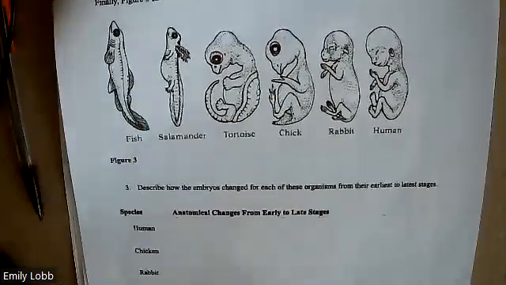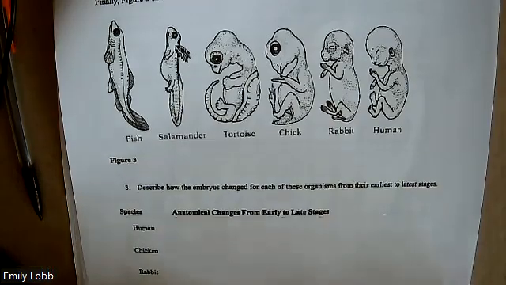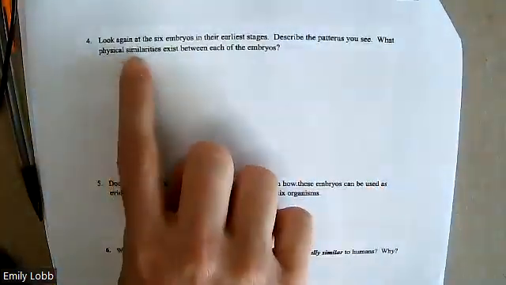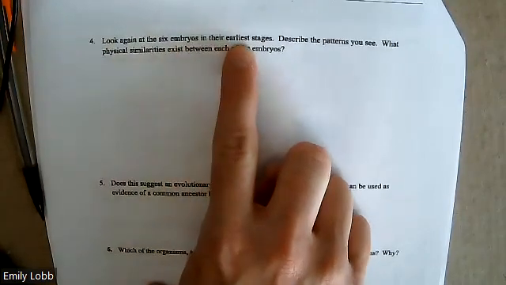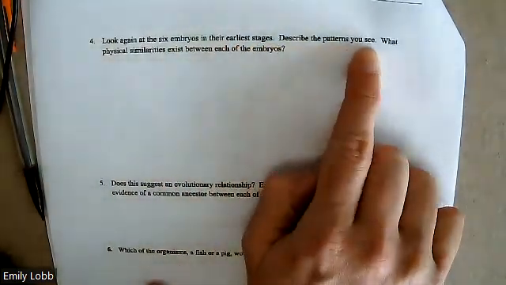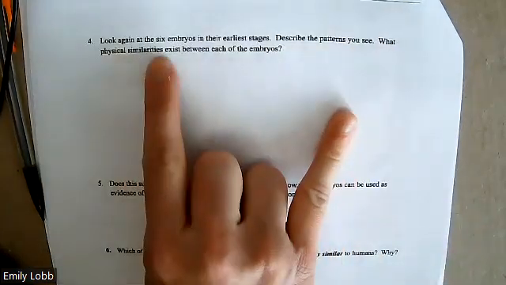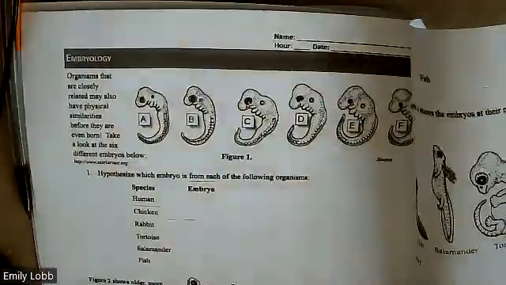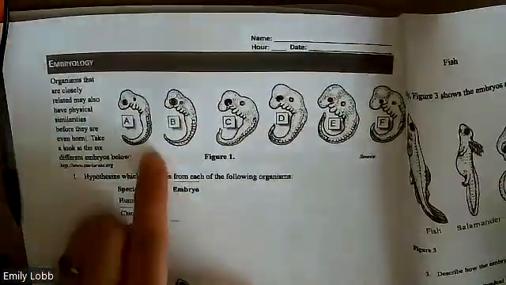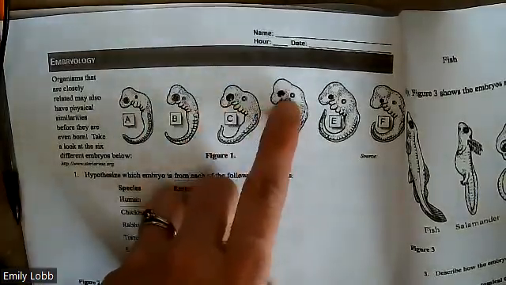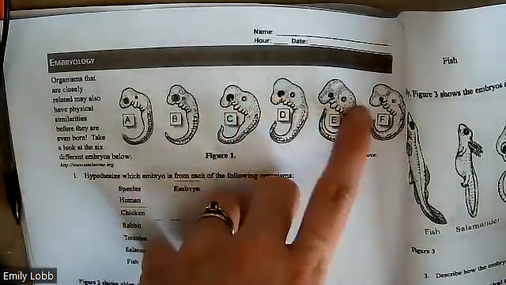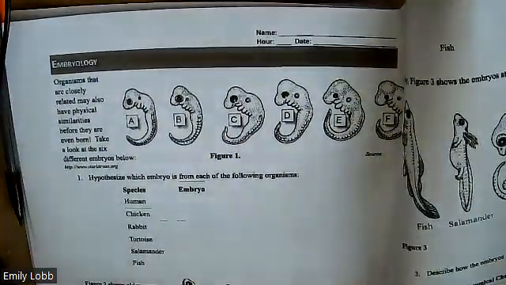So hopefully we have some ideas of how it changed, right? And then we're going to answer some questions. Look again at the 6 embryos in their earliest stages. Describe any patterns you see. What physical similarities exist between each of the embryos? Okay, they all have something that looks like an eye. They all have this little dot here, which is, I think, like the earliest thing of their spinal cord, maybe.